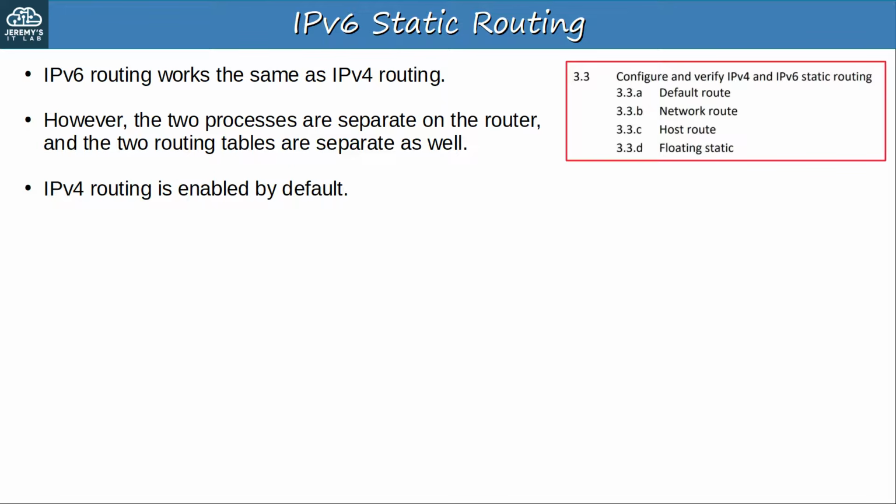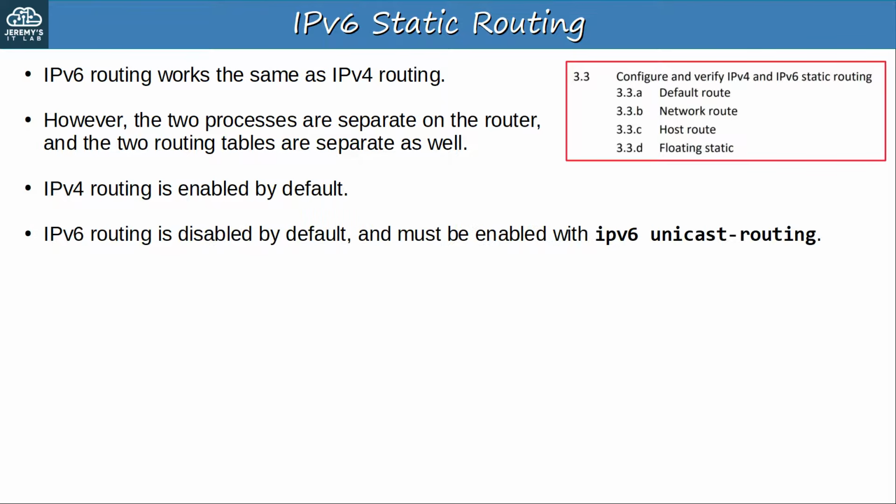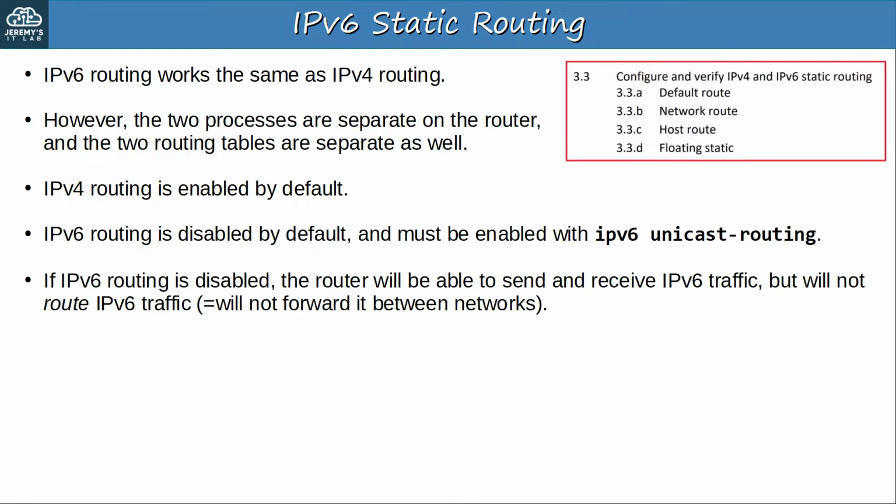IPv4 routing is enabled on Cisco routers by default. However, IPv6 routing is disabled by default, and must be enabled with the ipv6 unicast-routing command. But you already know that. If IPv6 routing is disabled, the router will be able to send and receive IPv6 traffic, but will not route IPv6 traffic, meaning it will not forward traffic between networks. Always make sure to use the ipv6 unicast-routing command. If everything about your IPv6 configuration seems correct, but for some reason the network isn't working, there's a big chance that you forgot that command.